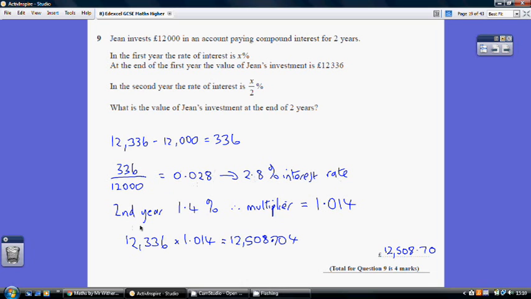Now we're told in the second year that the interest rate halves, so that goes down from 2.8% to 1.4%. Now if we've got a 1.4% interest, then our multiplier is going to be 1.014. So taking the 12,336 we start with as we go into year 2, multiplying this by our multiplier, we end up with £12,508 and 70p once we round it.